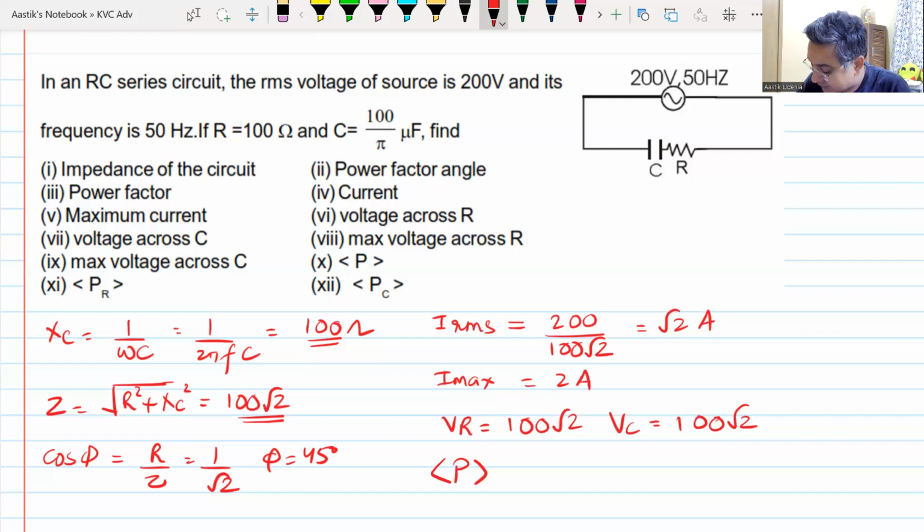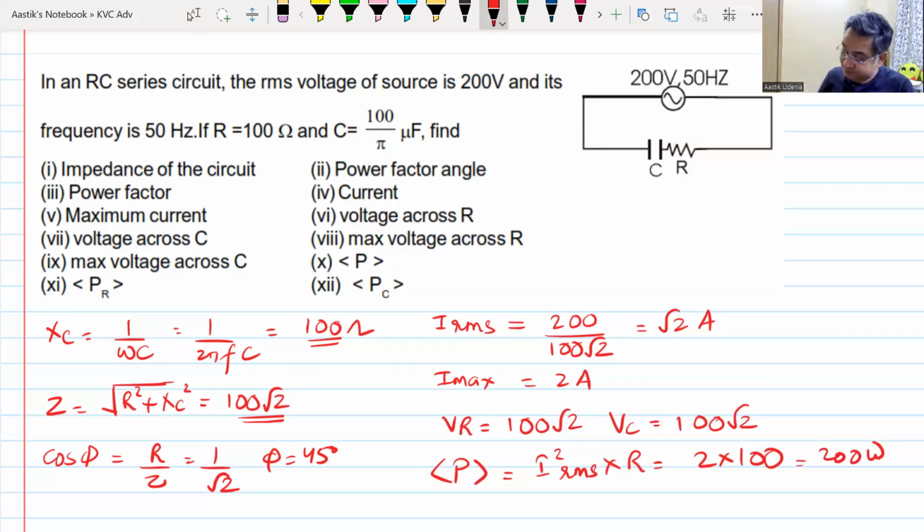P means average power. Average power is I square RMS multiplied by R. So that will be 2 multiplied by resistance, which is 100. So that is equal to 200 watt. Average power across the resistor will also be the same. What about the average power across the capacitor? It will be 0. Do we understand this? Everyone understands this?